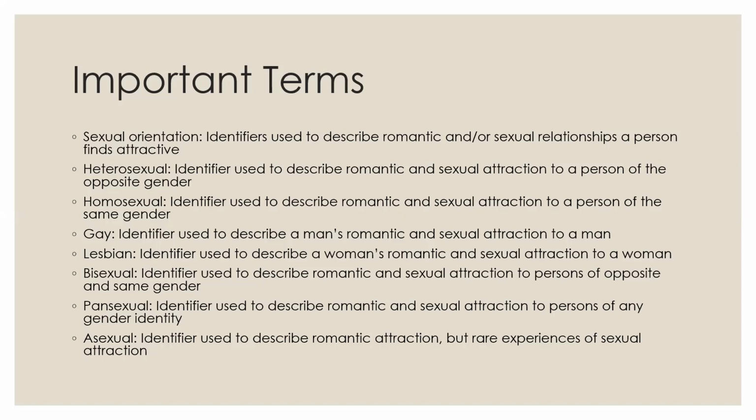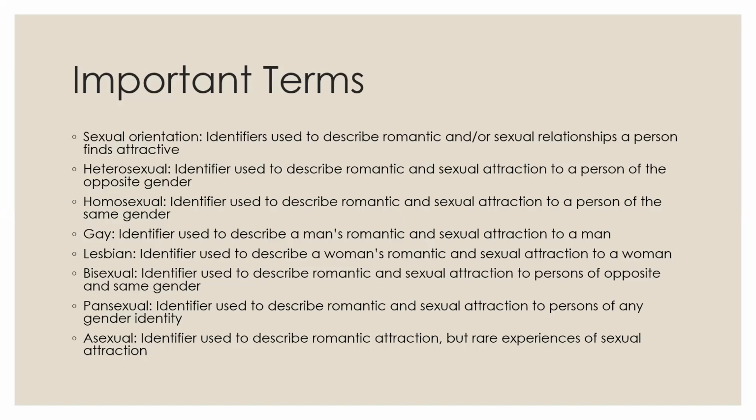So moving with that, there are different identifiers that can be associated with homosexual. But for the time being, I want y'all to know that this is very distinct from being gay or being lesbian. If a person identifies themselves as gay or lesbian or homosexual, however, it is important to respect that person's sexual orientation and to identify the way that they so choose. Gay, identifier used to describe a man's romantic and sexual attraction to a man. And then lesbian, identifier used to describe a woman's romantic and sexual attraction to a woman.